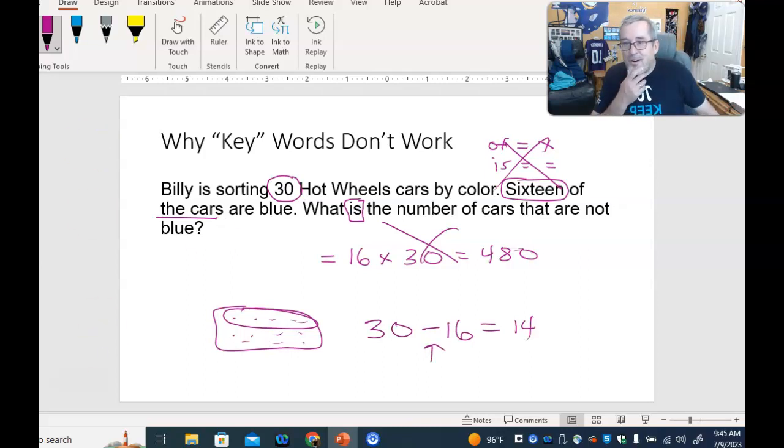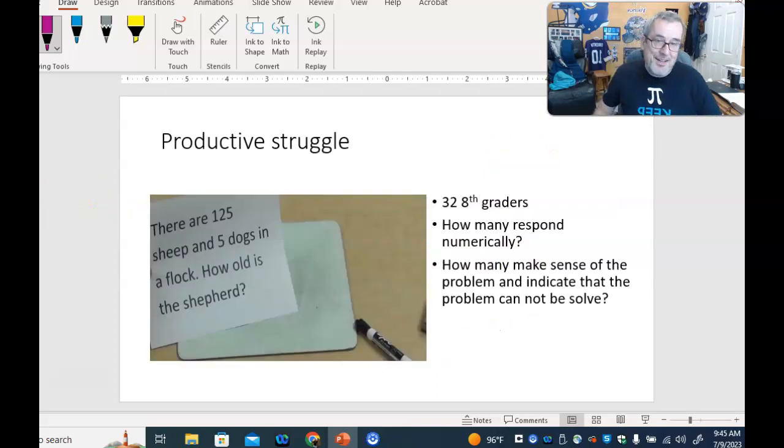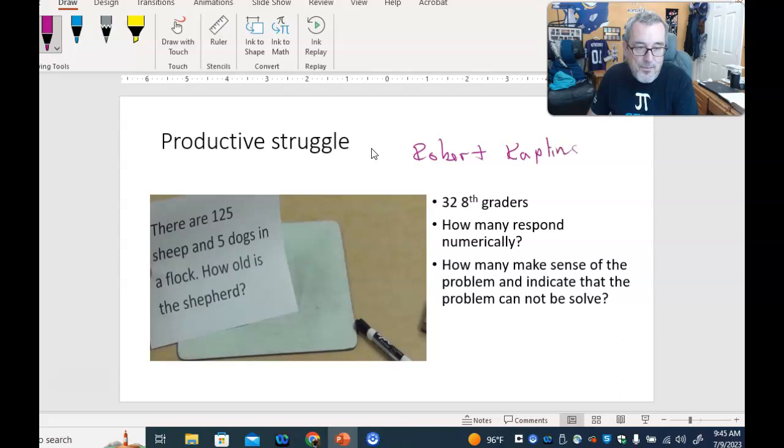Now, you might argue, nah, kids don't make those mistakes. They think about the thing. Well, there's been a couple of studies recently, in the last, I don't know, 5 or 10 years. This one is by Robert Kaplinski. I didn't put his name on here. You might Google him. Robert Kaplinski. And he did this little study. He gave 32 eighth graders this problem.